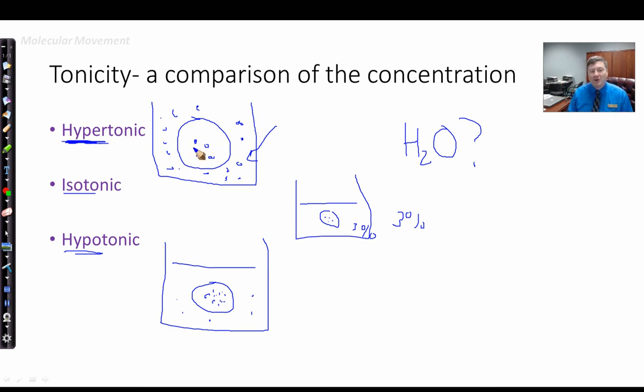So in a hypertonic solution, what happens to the water? Will it go into or out of the cell? It will go out, more so than coming in, because there's more stuff out here for water to stick to. So in a hypertonic solution, the cell would lose water. In a hypotonic solution, the cell is going to gain water because there's more stuff on the inside. In an isotonic solution, there's going to be the same amount of water going in as coming out.